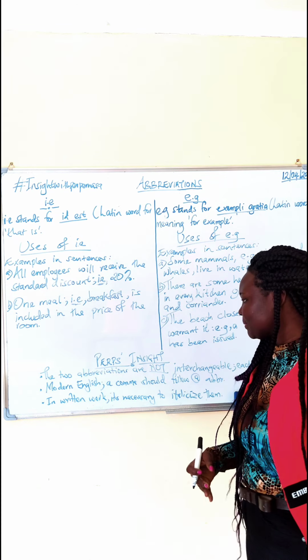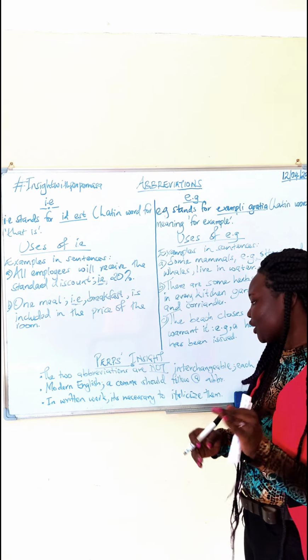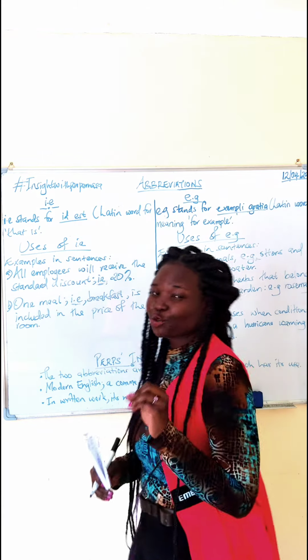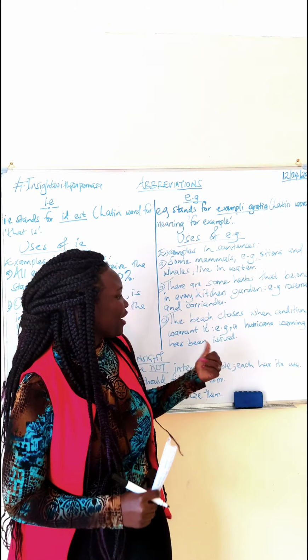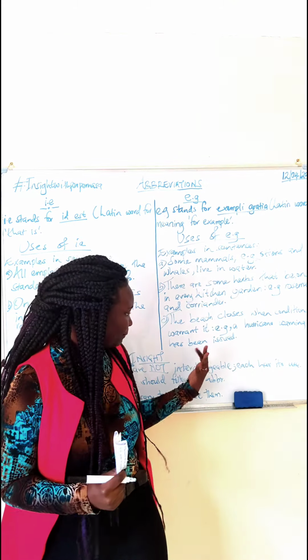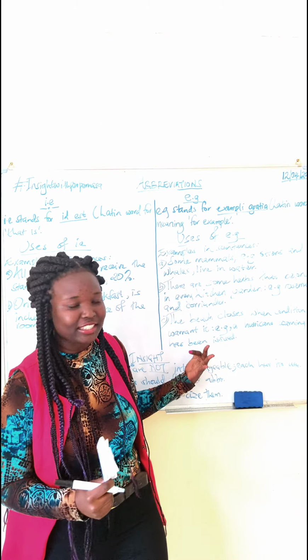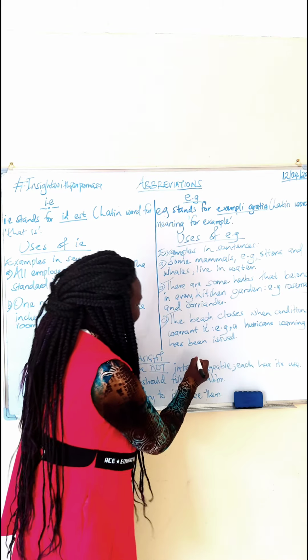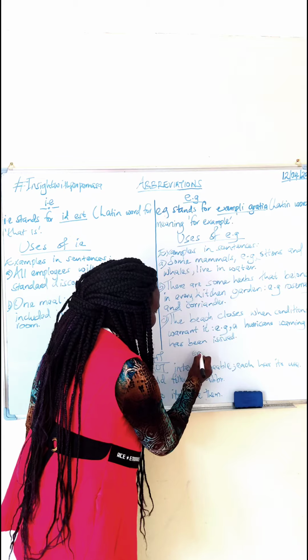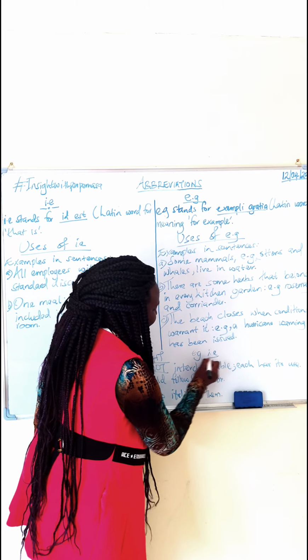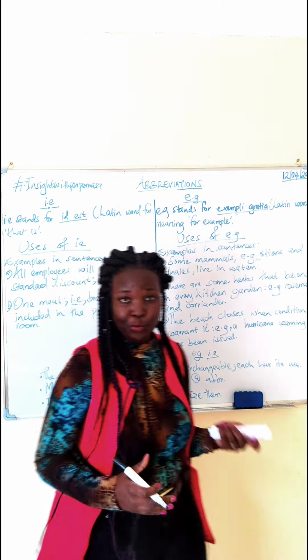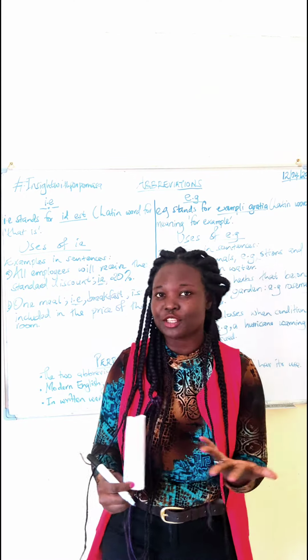And then lastly, I can say that in any written work, it's necessary to italicize the abbreviations, even though their origin is in Latin. So anytime you write EG, for example, make sure it's written in italics. So that is it. I hope you're well informed now and you can't confuse the two.